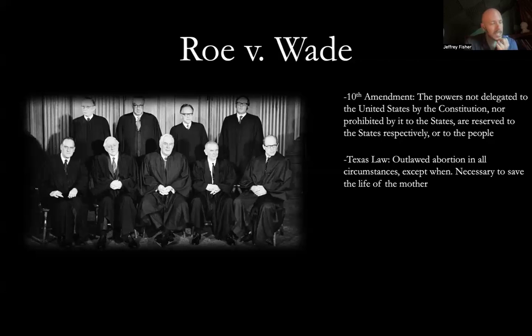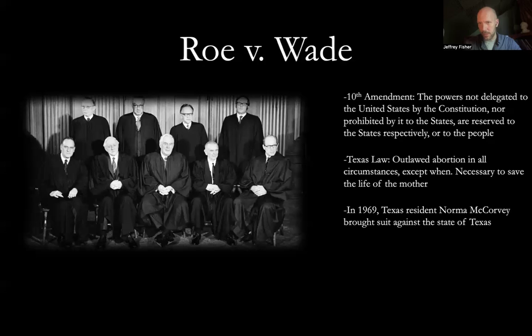Well, in 1969, a Texas woman by the name of Norma McCorvey was pregnant and she wanted to procure an abortion. But because of the Texas law, she was unable to. And so she brought suit against the state of Texas. Now, oftentimes a private citizen would bring suit against a state and they would use a pseudonym. And that's what Norma McCorvey did. She used the pseudonym Jane Roe. And so the Roe in Roe versus Wade comes from Norma McCorvey. That was her name in the suit.